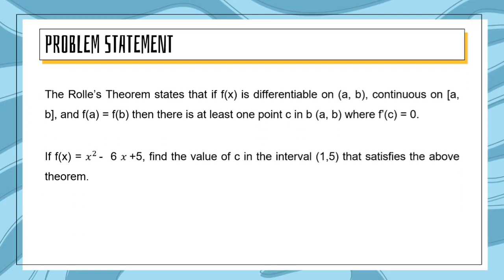Problem statement. Rolle's theorem states that if f(x) is differentiable on (a, b), continuous on [a, b], and f(a) is equal to f(b), then there is at least one point c in (a, b) where f prime c is equal to 0. If f(x) equals x to the power of 2 minus 6x plus 5, find the value of c in the interval [1, 5] that satisfies the above theorem.